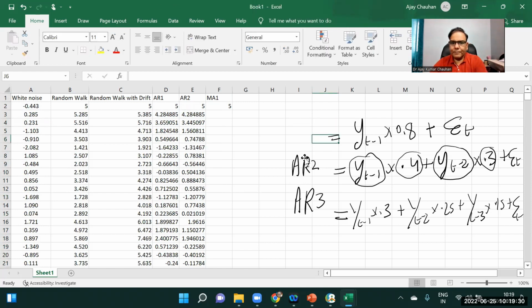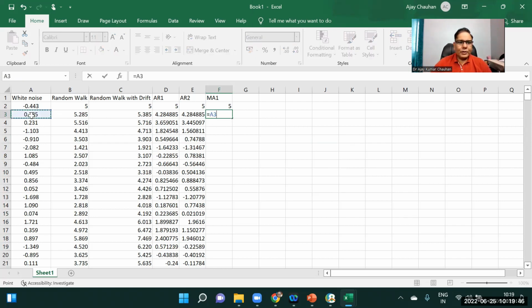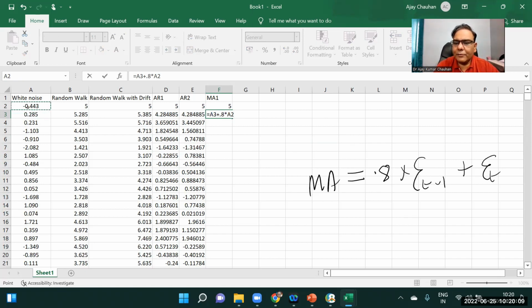Now, how to generate MA1? MA1 means the series is affected by the error term: today's error term plus 0.8 multiplied by the previous error term. If you want to see the equation, it is 0.8 multiplied by et minus 1 plus et. This is MA1. Similarly, I will develop MA2: 0.4 into et minus 1, 0.3 into et minus 2, plus et.